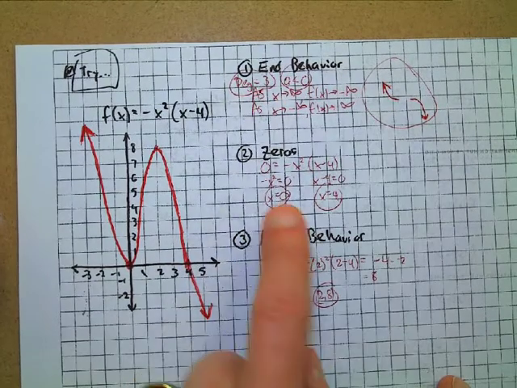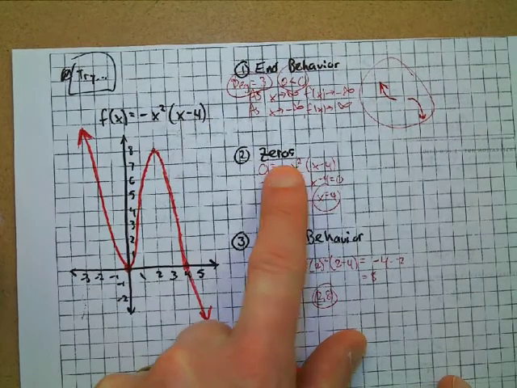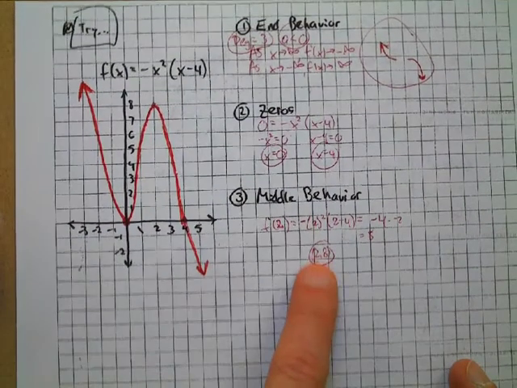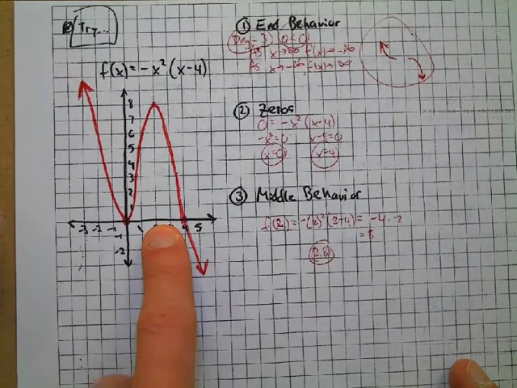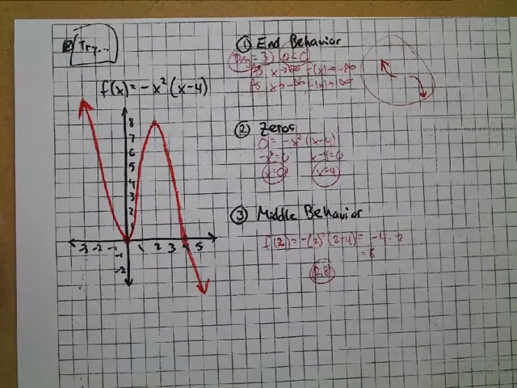The zeros, again, you set the negative x squared equals 0, the x minus 4 equals 0 because it's already factored nicely for us there. So 0 and 4. Okay, and then we get the middle behavior there. I picked the number 2, plugged it in, got 8. Right, and there it is. Questions on any of that?